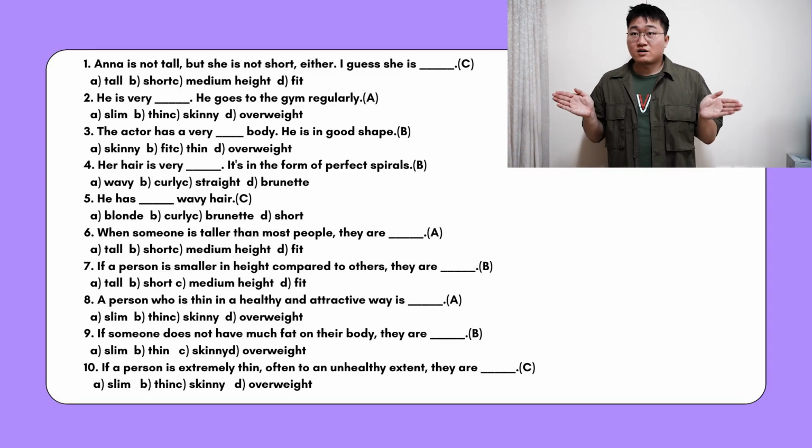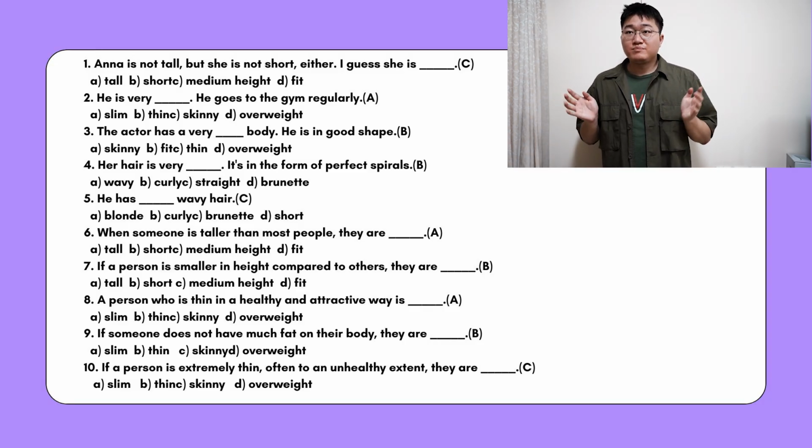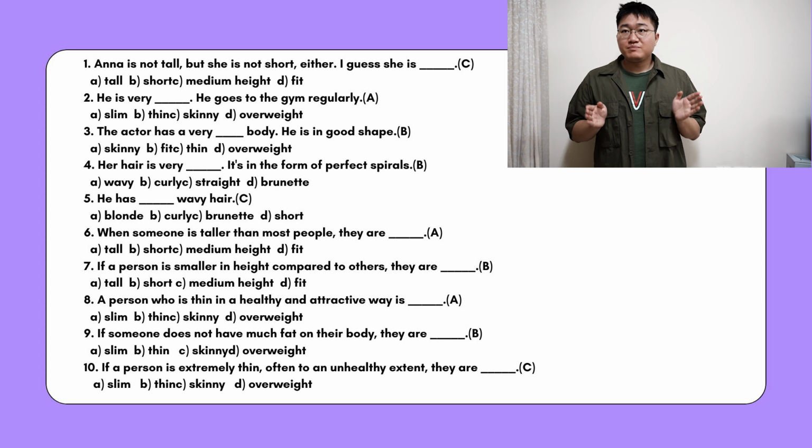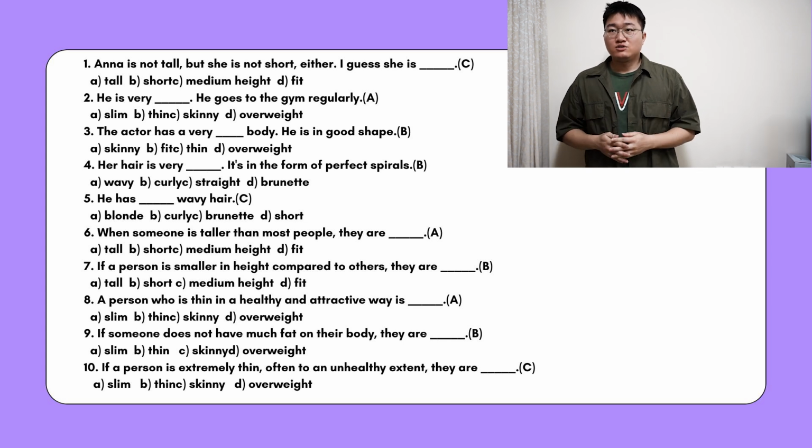The correct answers are C, A, B, B, C, A, B, A, B, C. You can check how many you got wrong. Let's review the advanced vocabulary words we have learned today. Who can remind me what lanky means?